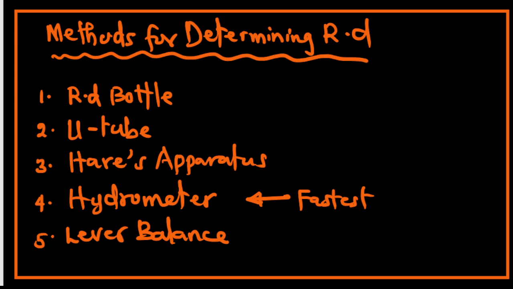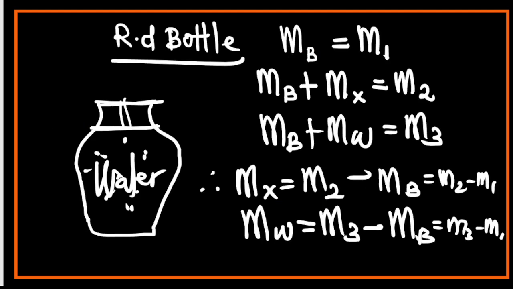Now, we talk about methods for determining the relative density of a substance. The RD bottle, U-tube, Airs apparatus, hydrometer, which happens to be the fastest approach. Then we have the lever balance. The RD bottle utilizes the concept of equal volume of water or equal volume of the substance. Because you are using a certain bottle, if you fill it up with a certain liquid, it's going to have the same volume as filling it with water too, because both of them will be filled to the same mark. So that's like a guarantee of equal volume.